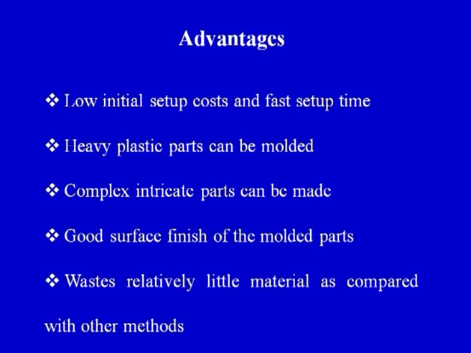Good surface finish of the molded parts. Why? Because the processing is being done in a closed mold and the mold cavity is finished on both sides, because we have a top mold half and a bottom mold half. On both sides we have the mold. So whatever product we get will have good surface finish on the top side because of the top mold half, and on the bottom side because of the bottom fixed mold half. The wastes are relatively little as compared to the other methods. So the material wastage is also minimum in the compression molding process.